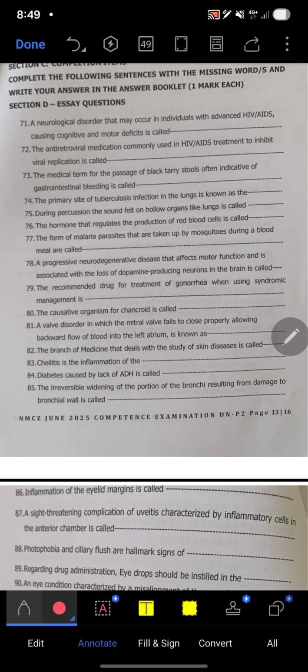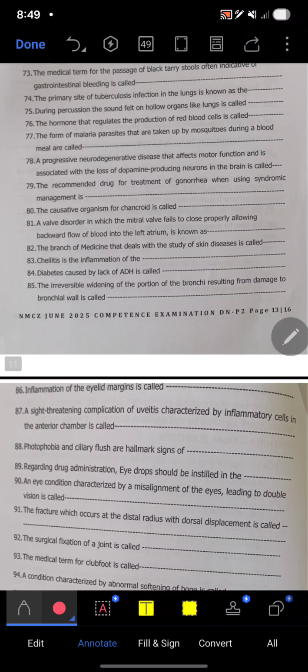73. The medical term for the passage of black tarry stool often indicates of gastrointestinal bleeding is called, the answer is malena. 74. The primary site of tuberculosis infection in the lungs is known as the answer is Ghon focus. 75. During percussion, the sound felt on hollow organs like lungs is called, the answer is resonance.